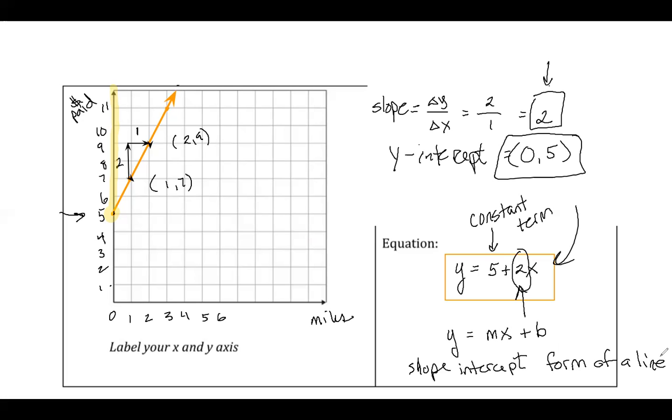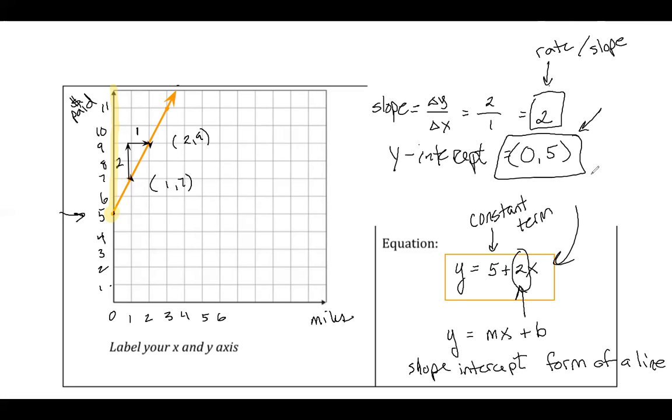I don't have to make tables. I can just know that the rate and the slope are the same thing. The rate in the story was $2 per mile. The slope in your graph is 2. The rate and the slope will always be the same thing. And they will always be multiplied times x.